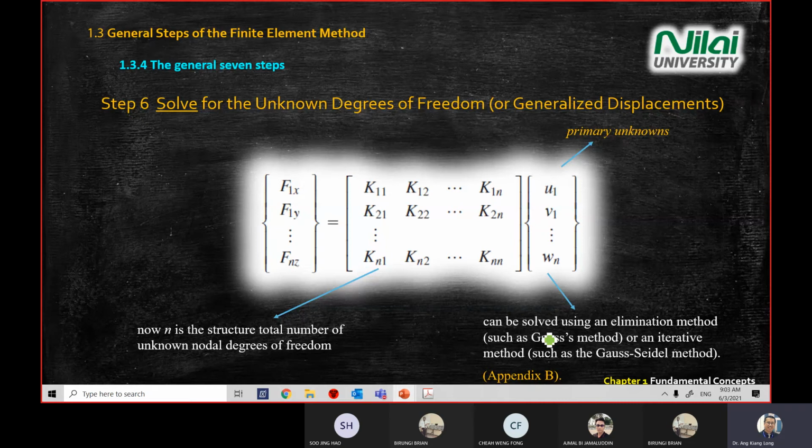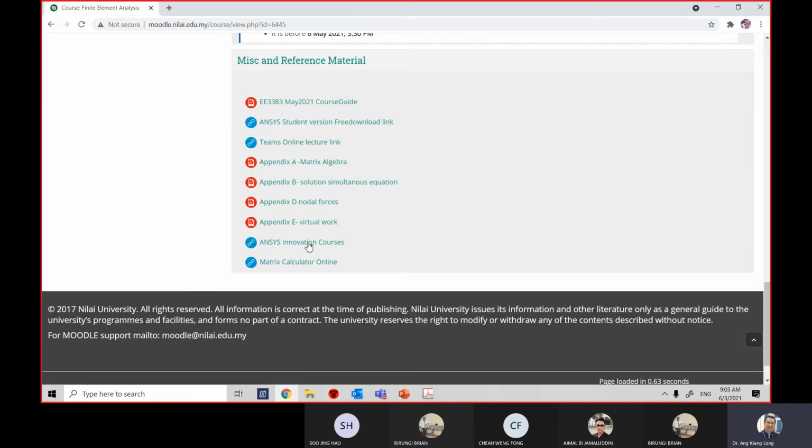Okay. So I also include another new appendix in the Moodle. We call it Gauss Method. So if you go to Appendix B, how to solve the simultaneous equation using matrix, then you go for Appendix B.